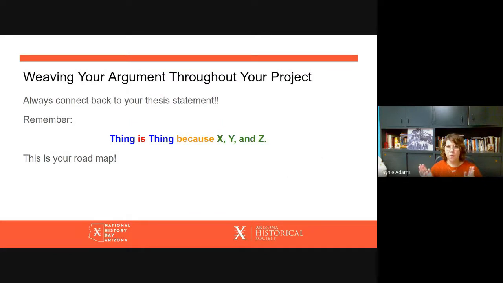Okay, weaving your argument through your project. Always connect back to your thesis statement. So remember, every thesis statement is thing because XYZ. That is your roadmap, right? That is absolutely the way that you will be organizing your paper.